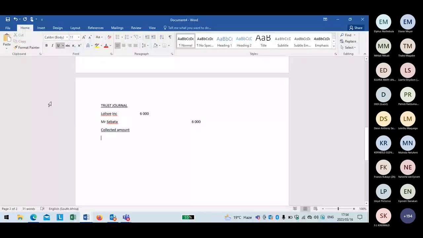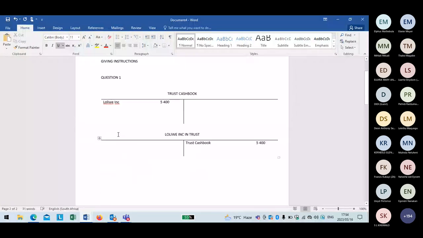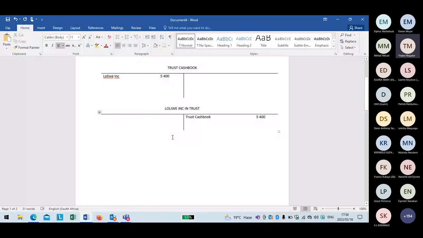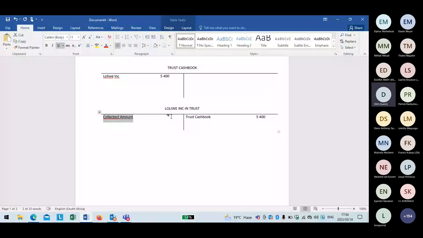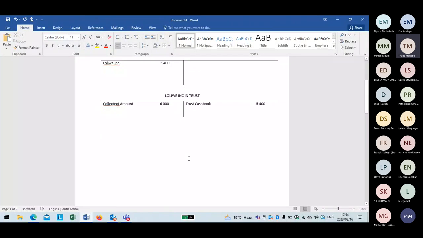From here, where do you go? You post it to the ledgers. Trust or business ledgers? Trust ledgers. On the trust ledgers, which account do we debit and which one do we credit? You debit Loliwa. And your narration is collected amount. And how much is it? 6,000.